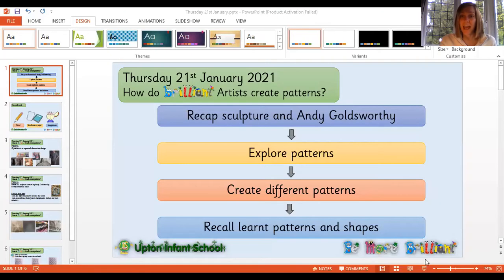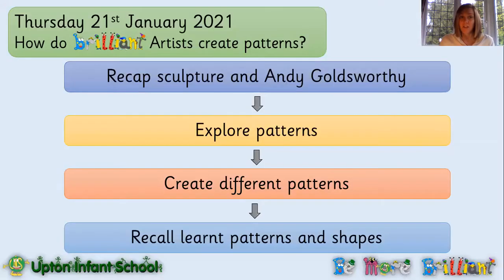So if I share my screen with you now, I can explain exactly what we are up to in our art lesson. You can make sure that you've got everything you need and then we'll get started. So today we are brilliant artists and we are going to see how do brilliant artists create patterns. So we're going to have a bit of a recap of sculpture and our artist Andy Goldsworthy this week, and then we're going to explore patterns. A bit like the jumper that I'm wearing, it's got a pattern on it. Then we're going to have a go to see if we can create different patterns, and then we'll see if we can recall the patterns that we've learnt and all the shapes that we've spotted.